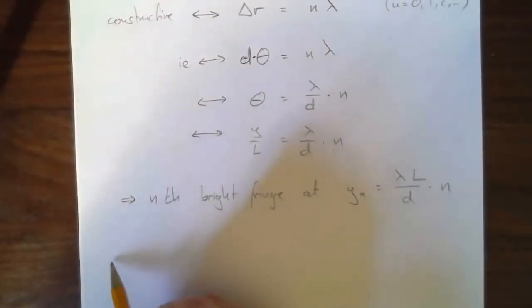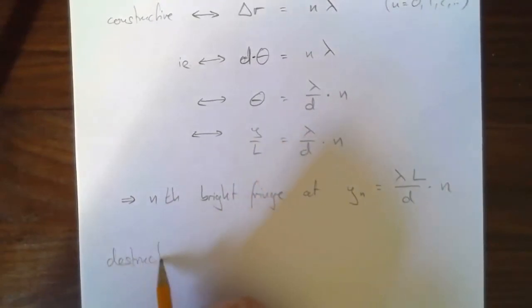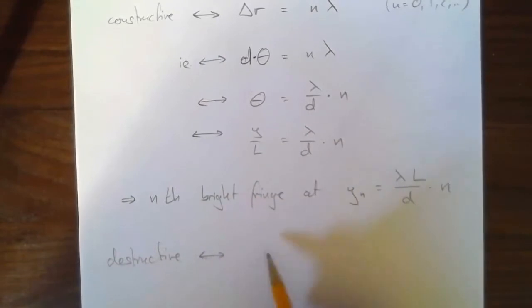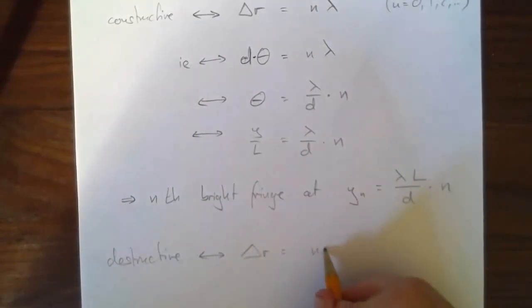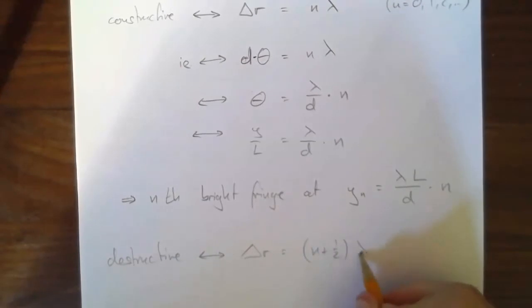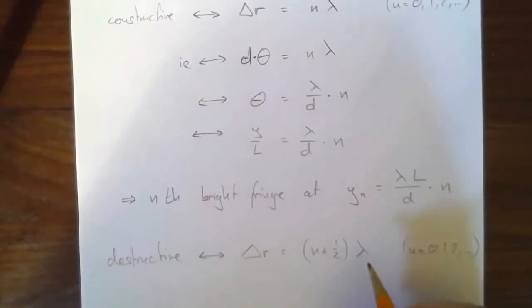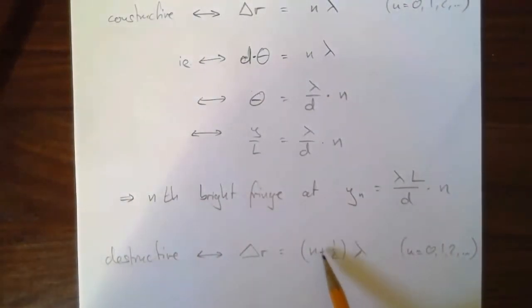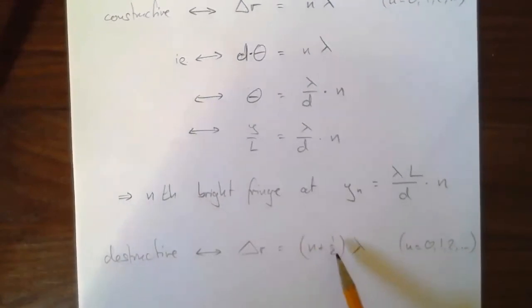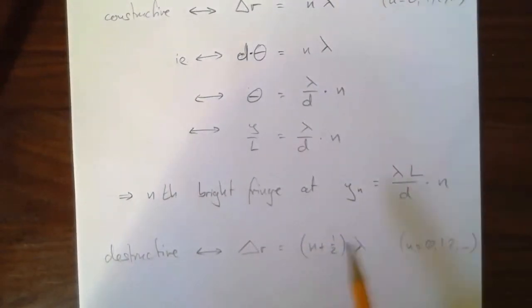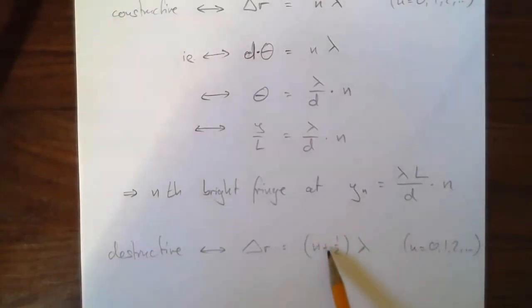Similarly, I can ask about the destructive ones. They, of course, occur when delta R is essentially n plus a half lambda, where n equals 0, 1, 2, and so on. Right? Because if the extra path is half a wavelength, like 0 plus a half times lambda, the two waves arrive out of sync. They arrive at opposite ends of the cycle, so it's going to be destructive. If it's 1.5, like 1 plus a half wavelengths, again, they're going to arrive out of sync, so the interference is destructive, and so on.